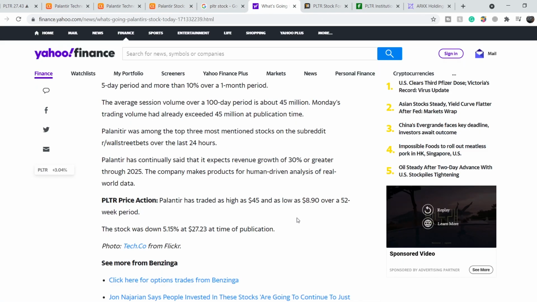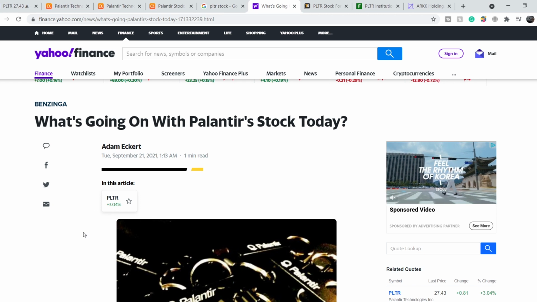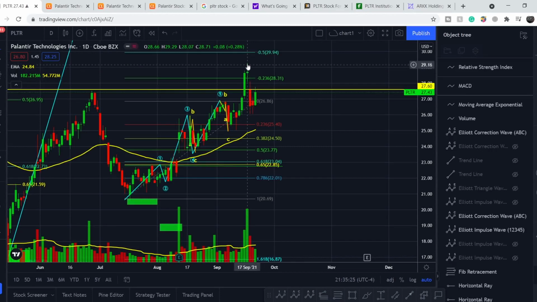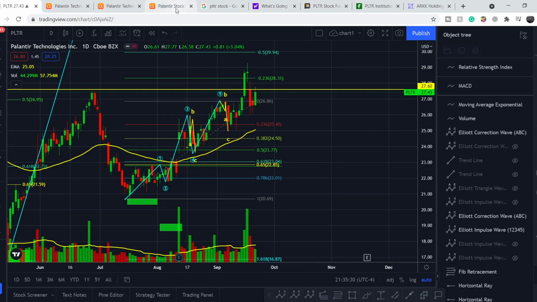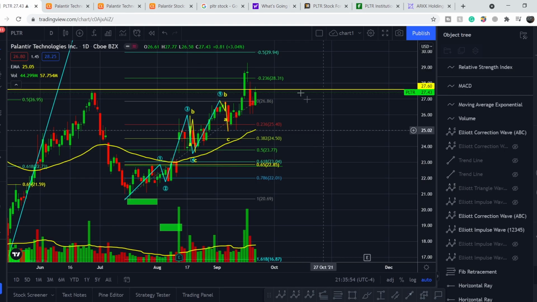So let's continue with the latest news. We are on Yahoo Finance. On September 21st, we have this article, what's going on with Palantir stock today. As you can see, on Monday we had this massive sell-off of about 10%, and it's quite massive compared even with the entire market. The reason was, basically there are two main reasons. First of all, it is COVID-19 concerns and the China weakness. And that is why we have basically more fear around the entire market, and that is why Palantir has this drop in price.